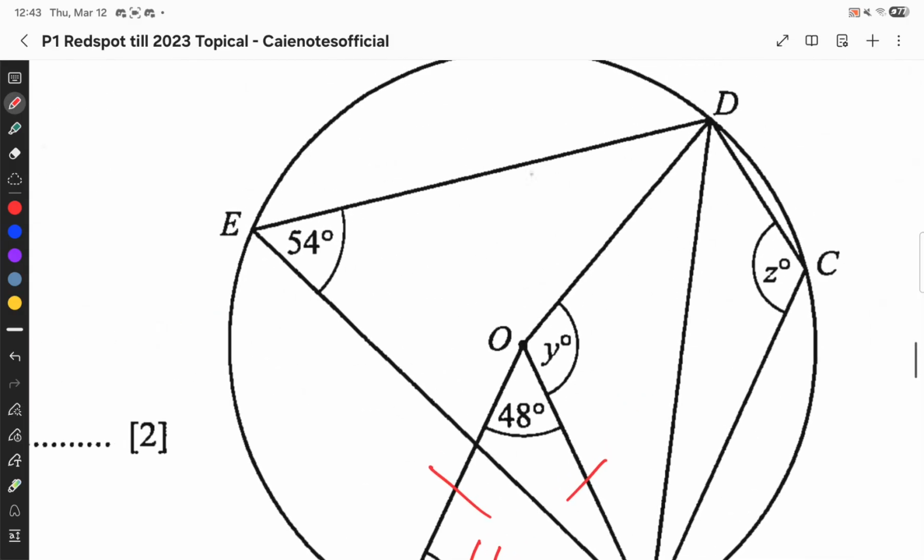Like, bro, stop. Angle y is double angle at center. Okay, 54 times 2, 108.